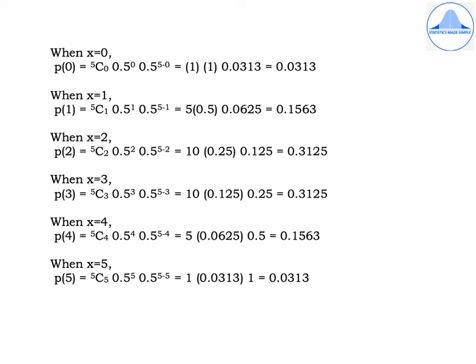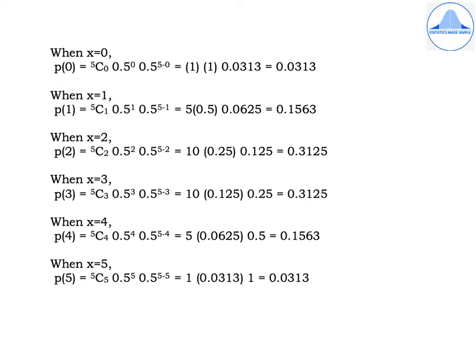Now I am going to substitute different values for x and find out the corresponding probabilities. So when x is equal to 0, P of 0 is 5C0, 0.5 to the power 0, 0.5 to the power 5 minus 0, which is equal to 1 into 0.0313, which is equal to 0.0313. Similarly, put x equal to 1 in the PMF. So you'll get P of 1 is 5C1, 0.5 to the power 1, 0.5 to the power 5 minus 1, which is equal to 5 into 0.5 into 0.0625, which simplifies to 0.1563.